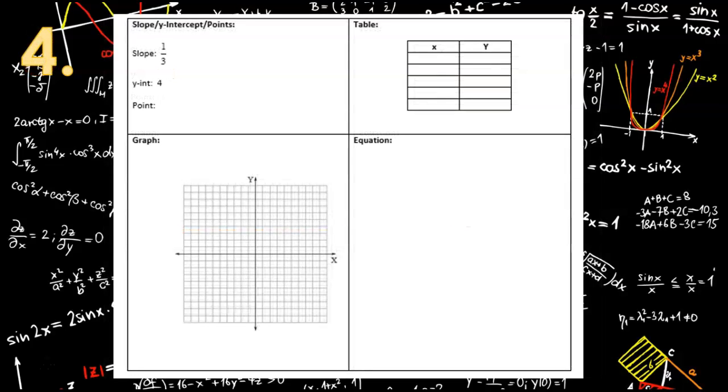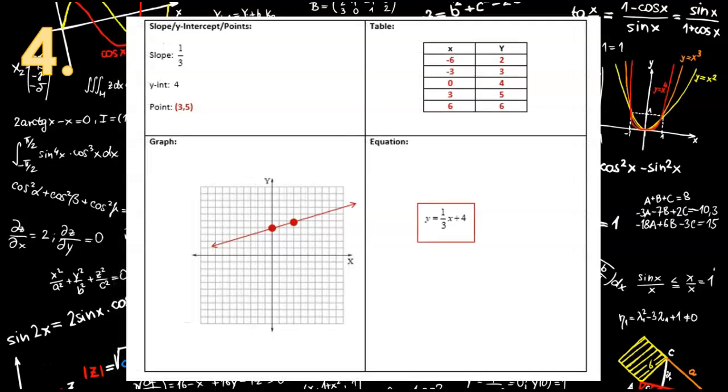Number 4, try this one. Use that slope and y-intercept. I would start by writing your equation first, then moving to your graph. All right, so if my slope is 1/3, that goes in for my m, 1/3 x, plus 4 is my b, so y is equal to mx plus b. M is your slope, b is your y-intercept.